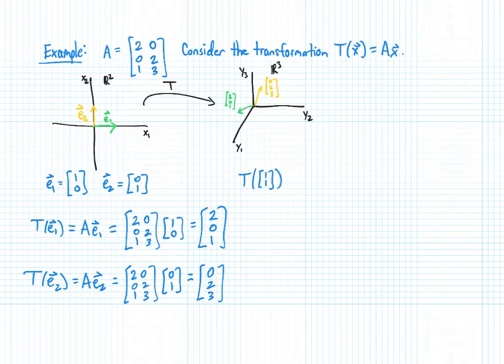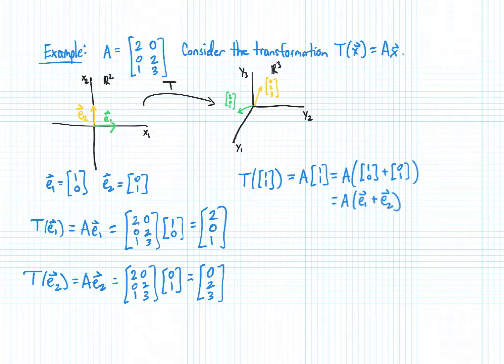And to illustrate that, let's say I wanted to find out what T of (1, 1) is. Well, that's A times (1, 1), because that's the way the transformation is defined. But I can rewrite (1, 1) as a sum, (1, 0) plus (0, 1), or e1 plus e2. And now we can use the fact that this multiplication distributes, which allows us to use the calculations for e1 and e2 to get the answer.